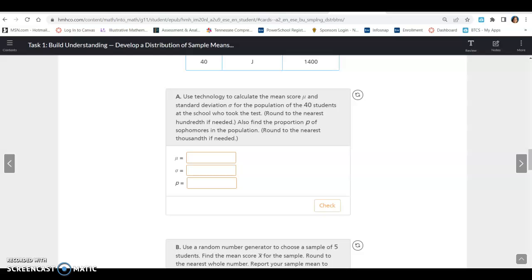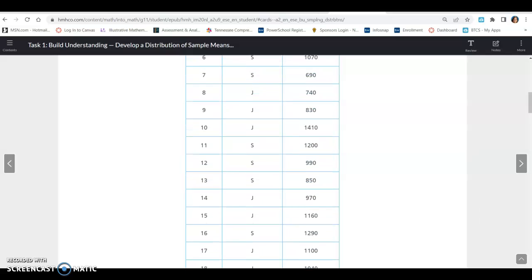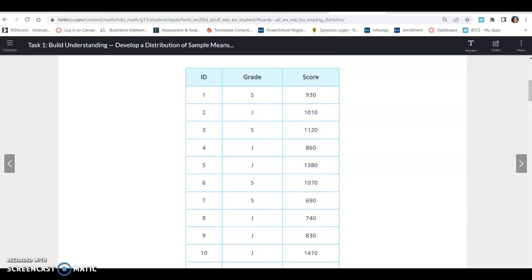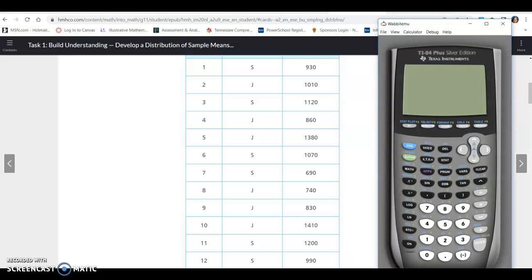All right, so to use technology to do this, we're going to use our calculator to enter these scores. So you're going to have to go back up, go ahead and grab your calculator. You should do this as practice because watching me do it, you may understand it, but you're going to remember it better if you do it yourself. So take the time to actually enter these numbers and go through this process.